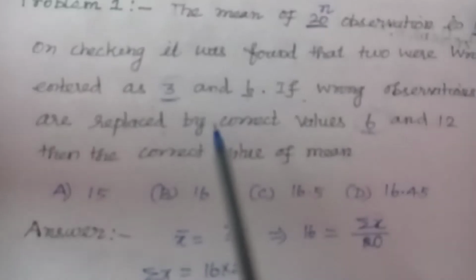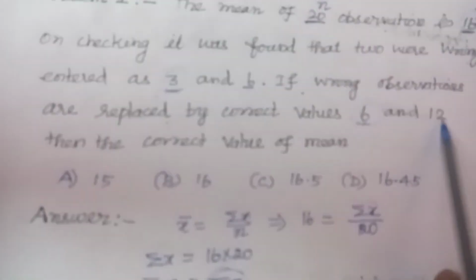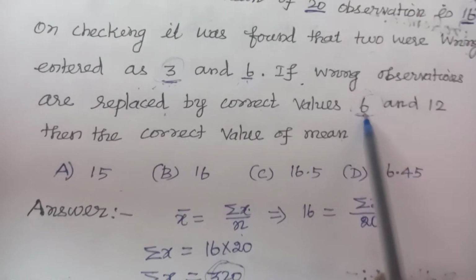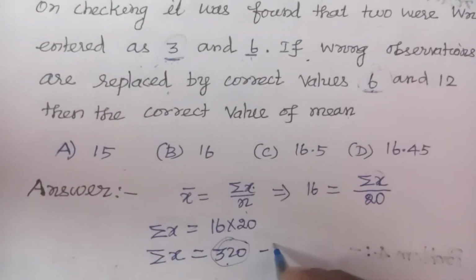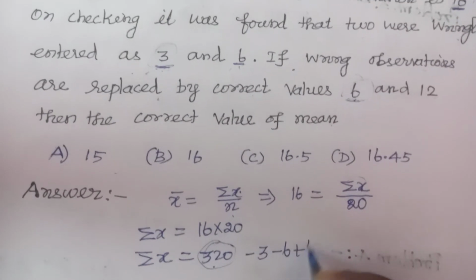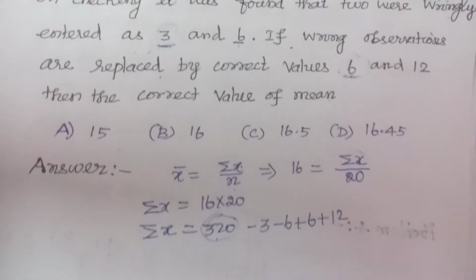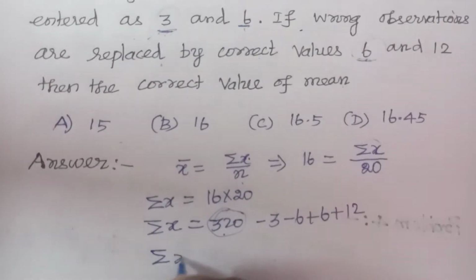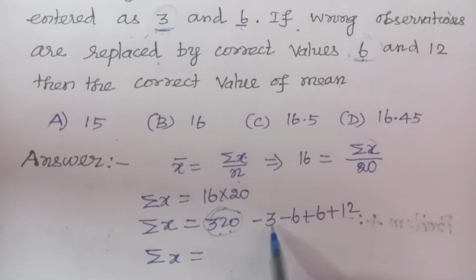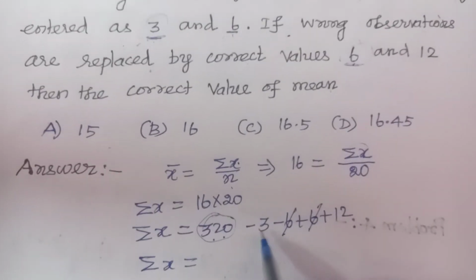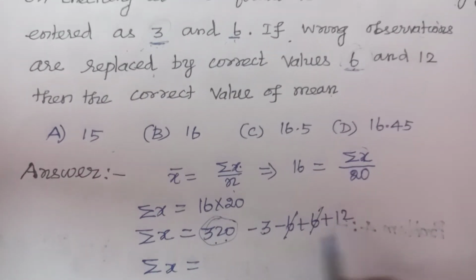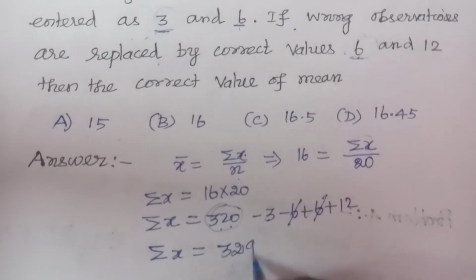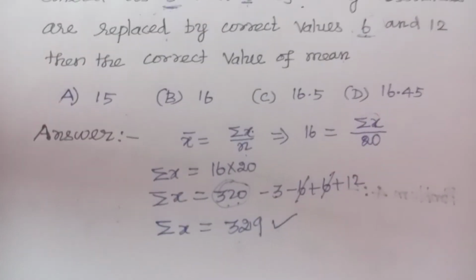We know the formula summation x divided by n. Actually, this sum value is wrong, since 3 and 6 were wrongly entered. Now the correct values are 6 and 12. So subtract 3 and 6, and add 6 and 12. Now what is the sum value? Summation of x is equal to 320 minus 3 minus 6 plus 6 plus 12, which is 329. Totally 329, which is the correct sum value, summation of x.